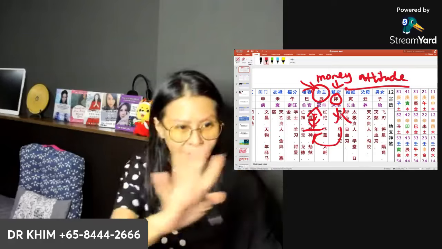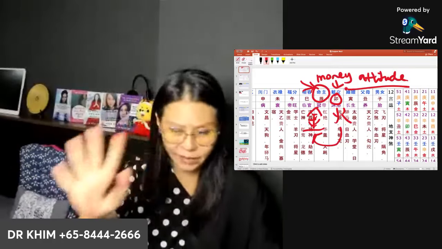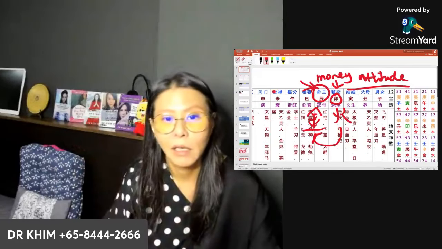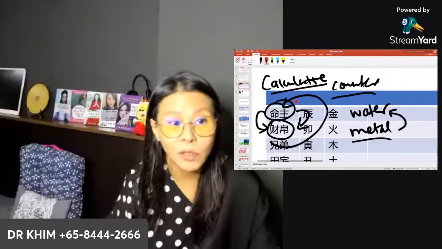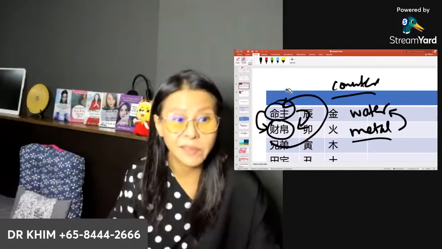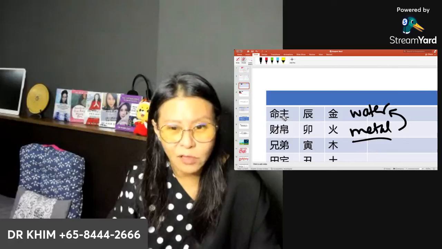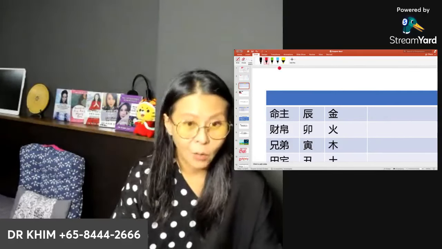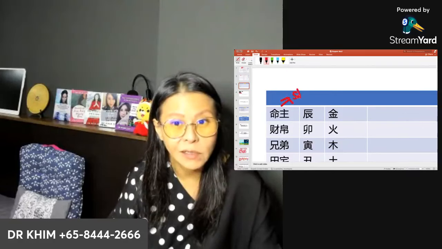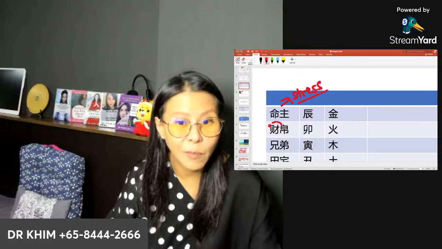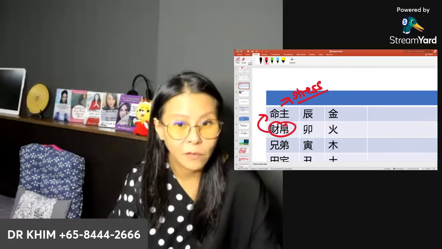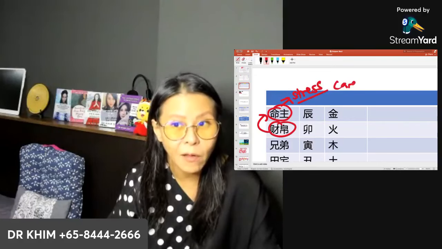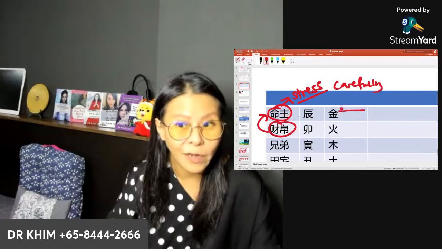It doesn't say your money comes from where. It only says money attitude. Like 你对钱是怎么看待钱的? That's all. Money attitude. Or some money habits. Like when fire counter owner, the money counter, the owner will be what? Will be stressed, right? Because the bank will say, hey, hello, hello. Right? Give money. So this will be stress. Stress means what? Carefully spend.